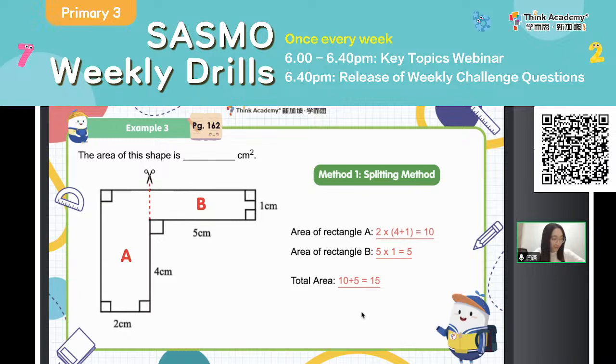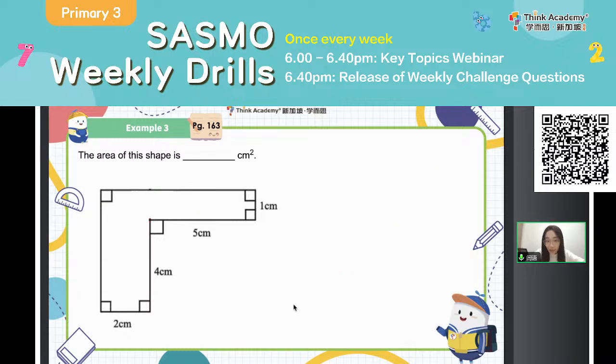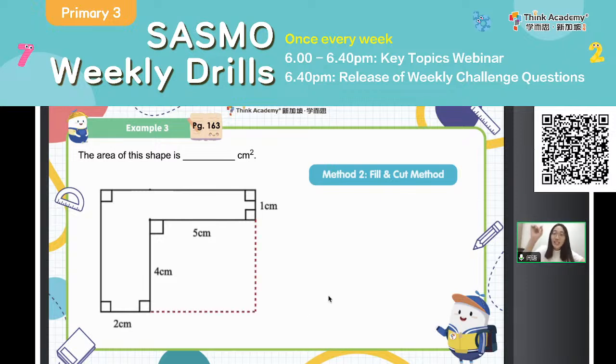Okay. Yes. So following this, let me check what about the second method. Well, for the second method, that is the fill and cut method. So firstly, you try to find a way to fill it into a regular shape. So now let's have a look. I just show you with the dotted line, and also everyone, you can refer to the solution on page 163 on your guidebook. Okay. So here I just label this missing part as figure C.